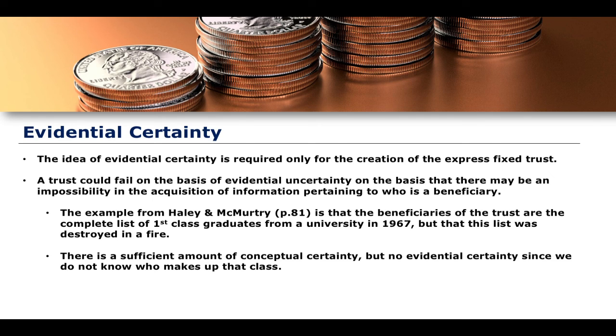And this is really where we see that there is a sufficient amount of conceptual certainty, but there is no evidential certainty because we don't know who makes up that class, because we lost the list, for example. And so it has to be very clearly delimited between this idea of there being a conceptual list, a complete list that is conceptually certain, but that it's still impossible to execute the trust on the basis of there being an impossibility of acquisition of information pertaining to who may be a beneficiary.